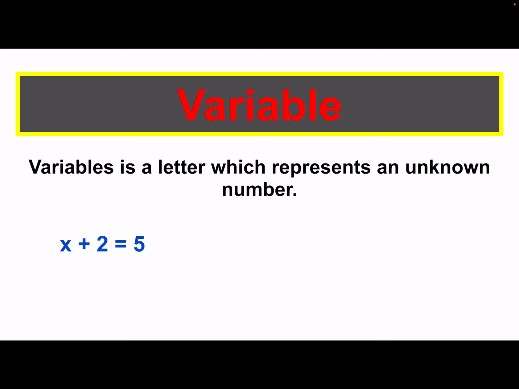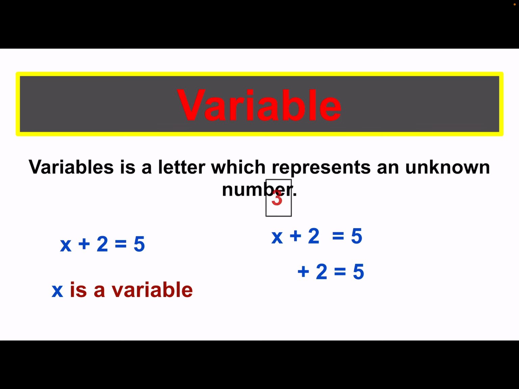For example, in the equation x plus 2 equals 5, x is a variable. And how do we solve this equation? What will we add to 2 to get a total of 5? So the answer is 3. So the value of our variable x is 3.